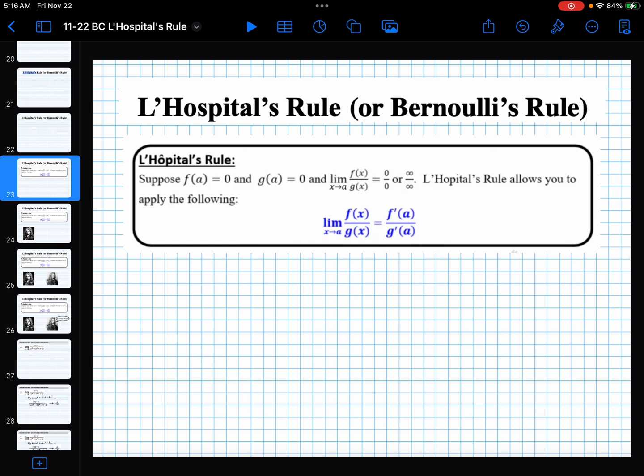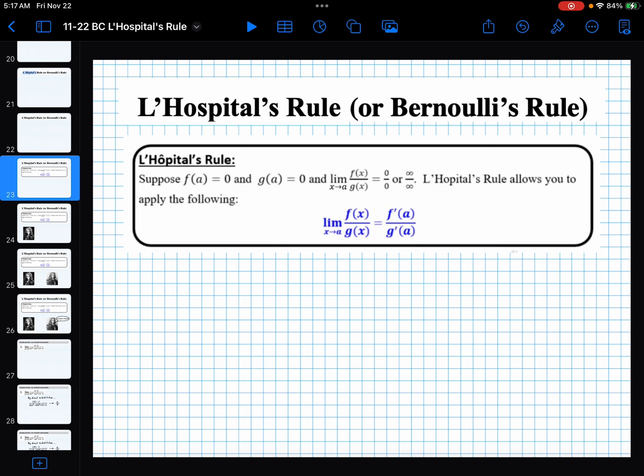So as you can see here in the blue font, it winds up being equal to f prime of a over g prime of a. And you're going to see there are examples where you do this, you wind up with a first derivative over a first derivative, and when you substitute in the x value you're approaching, you still get an indeterminate form. And the beauty of this rule is that you can actually apply it again. You can do a second derivative over a second derivative.